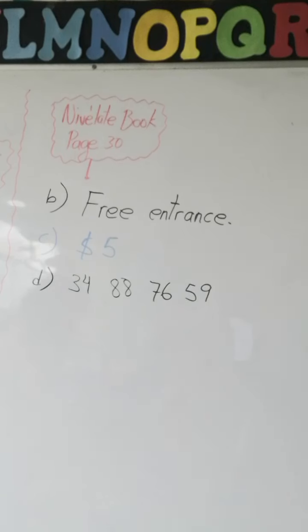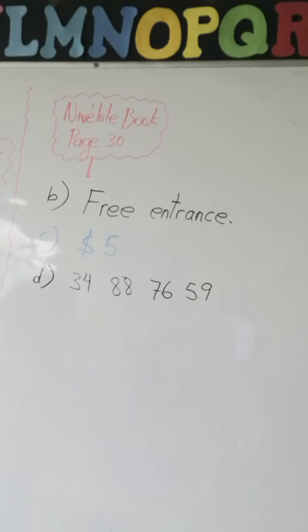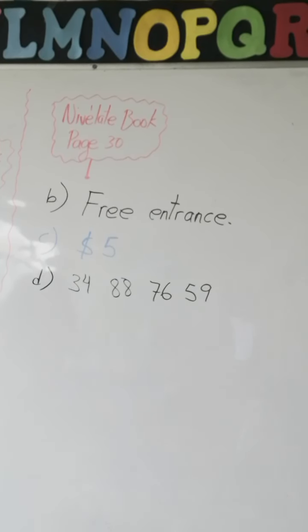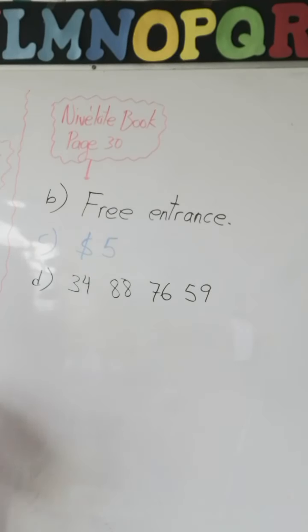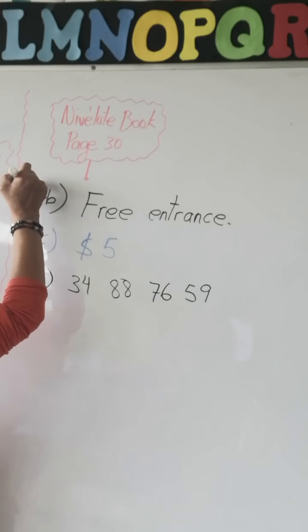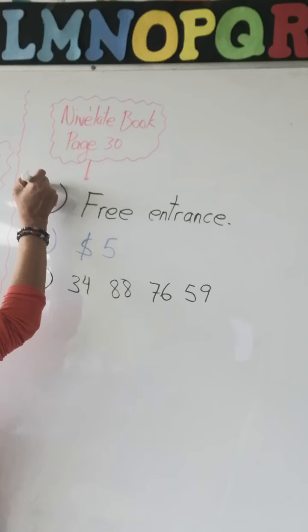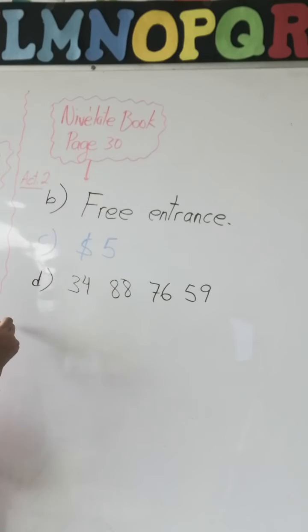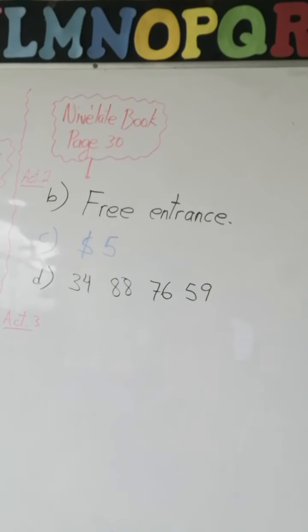Very good, kids. Okay, now, we are going to do activity number 3. Because this is activity number 2, no? Okay, I'm going to write here that it's activity 2. And here is activity 3. Okay, ready? Okay, we have here a note. And here it says, sale.